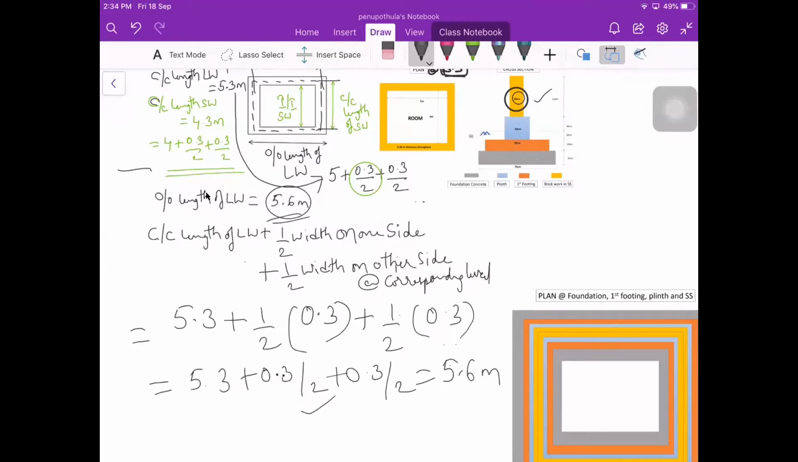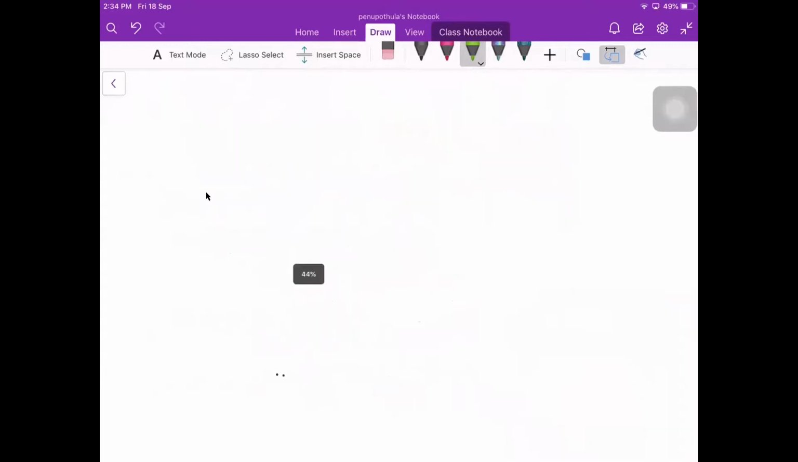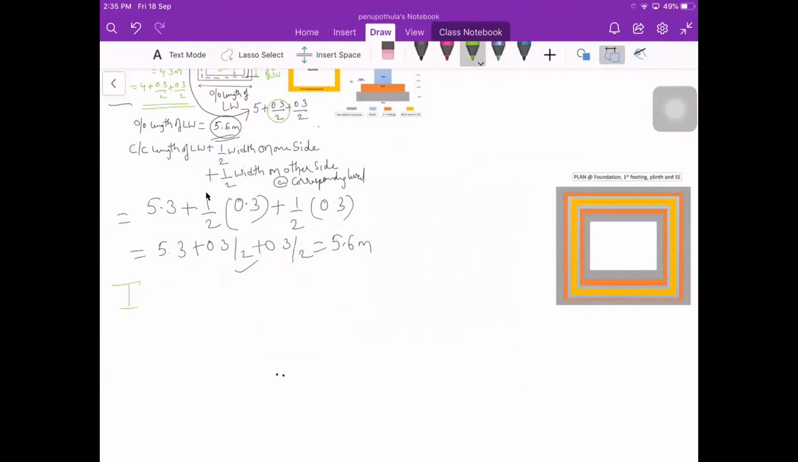Okay, the next one is the in to in length of short wall. We can calculate this, or else we can directly take it from the diagram, but the procedure has to be followed. In to in length of short wall is equal to... Can someone say the formula? The one who raised their hands now. Can someone say what is the formula for in to in length of short wall?